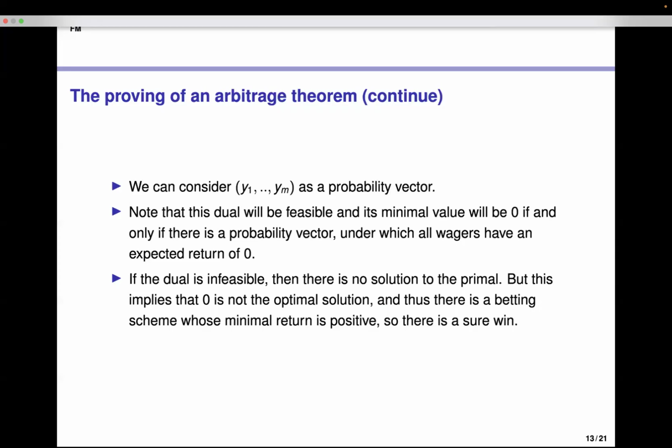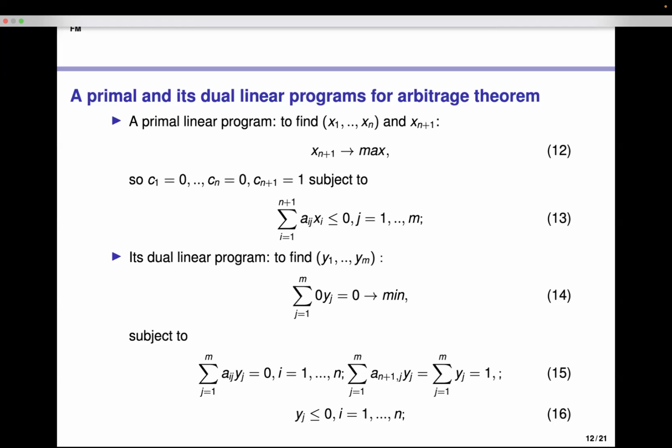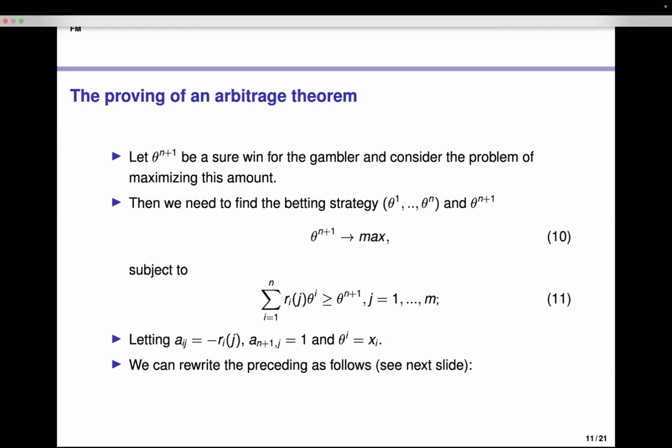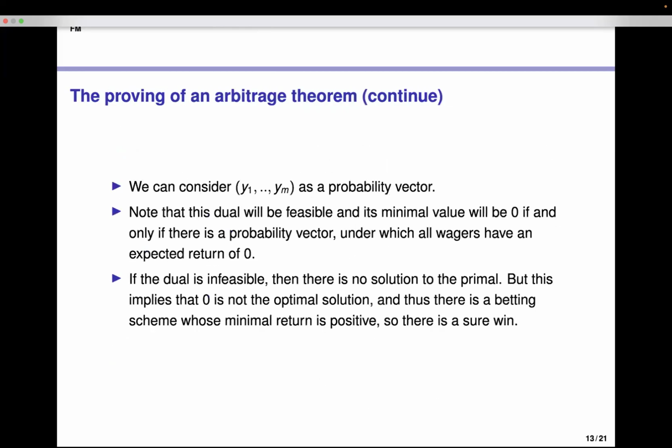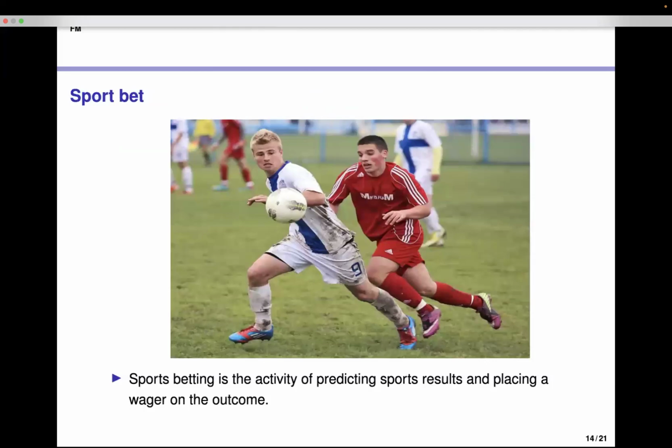Okay, so the proof of this arbitrage theorem is not difficult. We need just to write the primal and dual task, and to remember that first we input theta n plus 1 like a sure win, and we would like it to be maximum, subject to the condition that for any betting it will be more than the sure win. Okay, and we can consider this on a practical example.